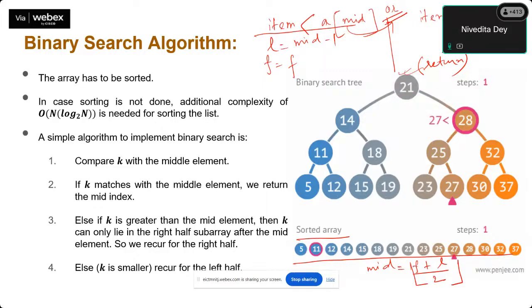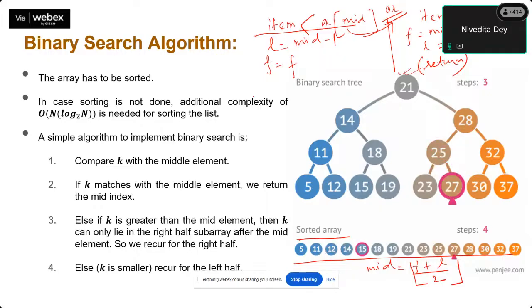So now your recursion should work in this way: your first will be mid plus 1 and your last will be last, or length of the array minus 1. That will be your last. And you keep on doing it until and unless you find your element. So this is like keeping on dividing the array into exactly equal halves.